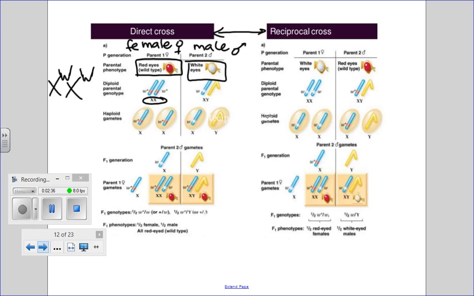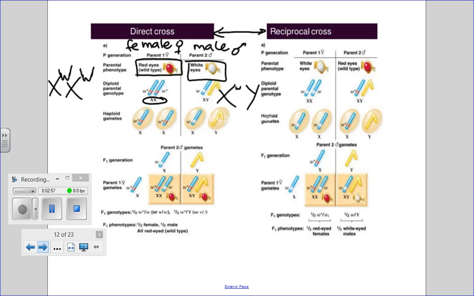The male parent has white eyes. White is recessive, so I made a small w, and I made it excessively small so that we could make sure we knew the difference. Now the male only has 1 X chromosome. His other chromosome is obviously the Y chromosome.